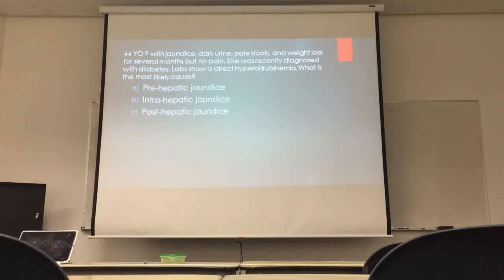A 44-year-old female with jaundice, dark urine, pale stools, and weight loss for several months, but no pain. She was diagnosed with diabetes recently. Labs show a direct hyperbilirubinemia. What is the most likely cause? I don't know the difference between pre, intra, and post hepatic. I didn't do that lecture. Well, it's gotta be intra because it's currently going on.